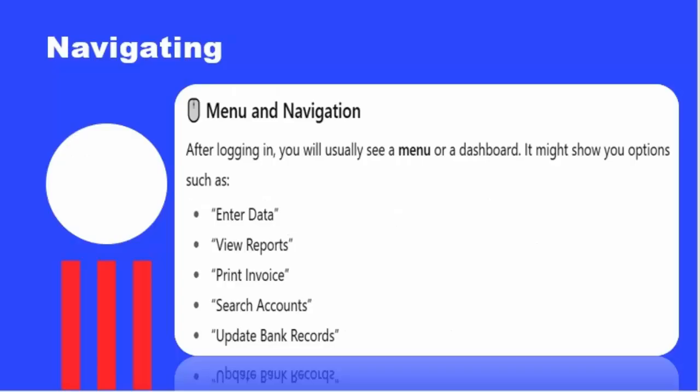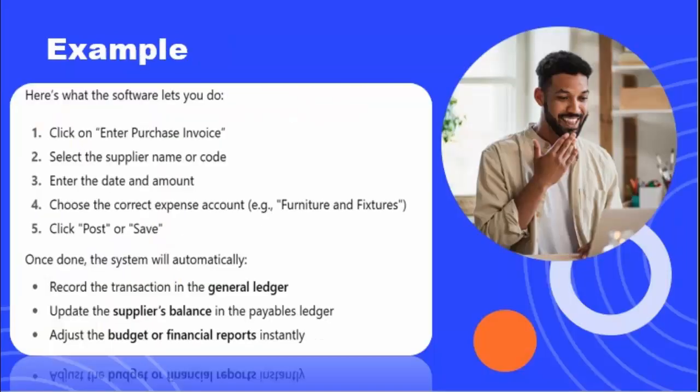Menu and navigation. After logging in, you will usually see a menu or a dashboard. It might show you options such as enter data, view reports, print invoice, search accounts, update bank records. Modern accounting packages use icons and buttons so you don't have to type commands. You just click, select, and go step by step. Everything is designed to guide you through the process, even if you are not an expert in computers.